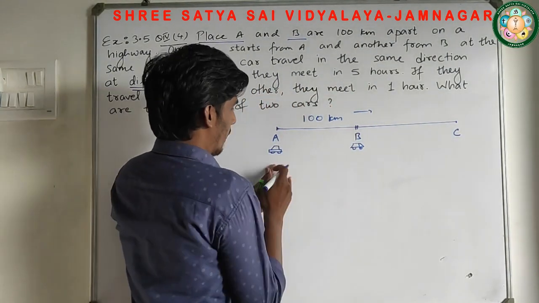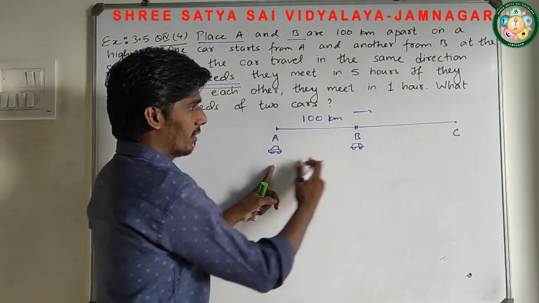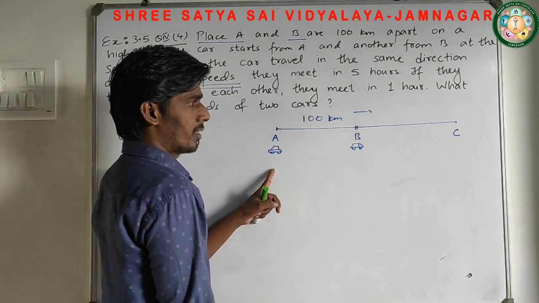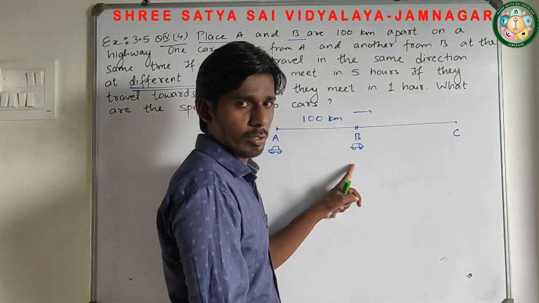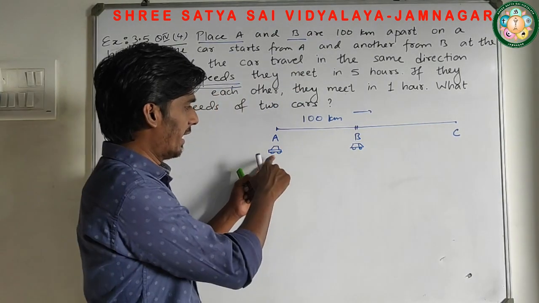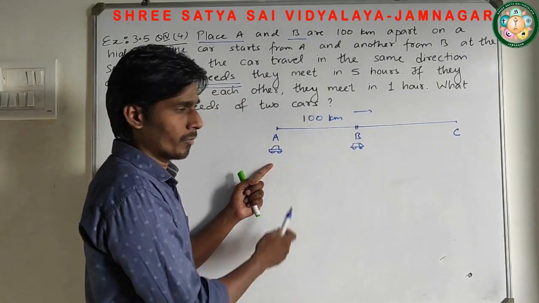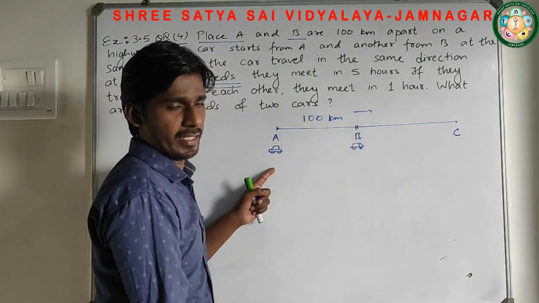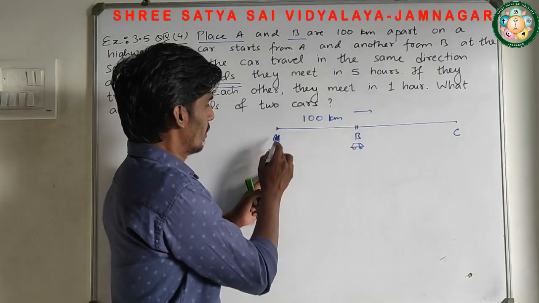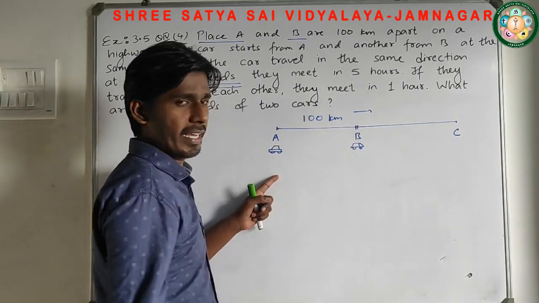So the car at A will move from A to C. It reaches C in 5 hours. And B goes from here to here. It will also take 5 hours. Then definitely I can say that the speed of the car at point A is more, because it reaches this far in 5 hours, and B takes 5 hours only to come from here. So the speed of this car is more as per this condition or this diagram.